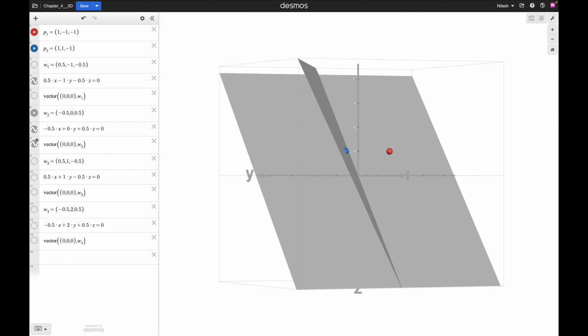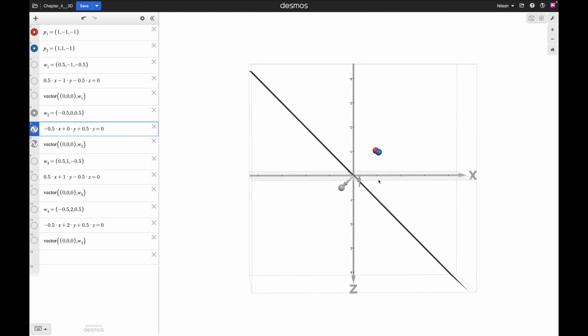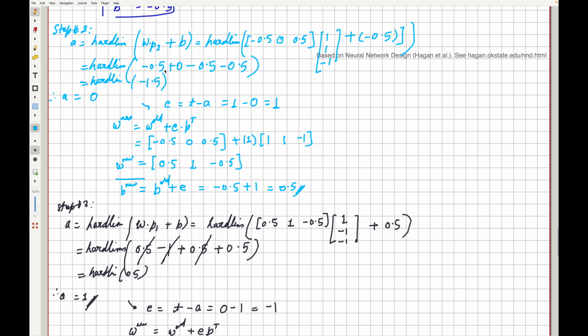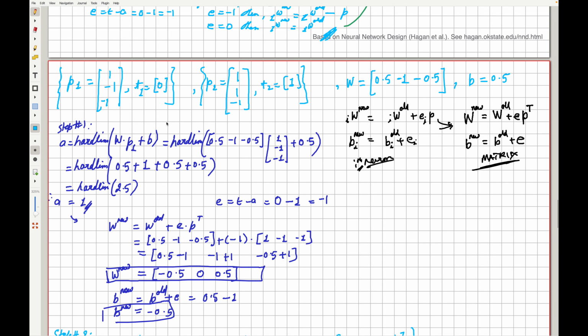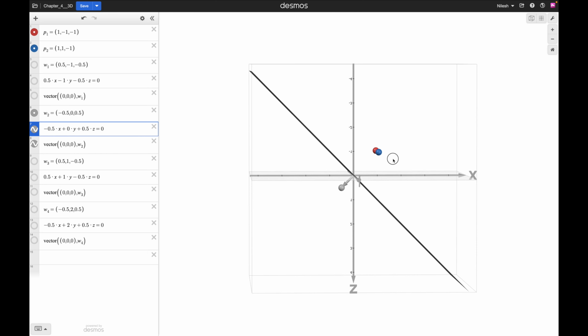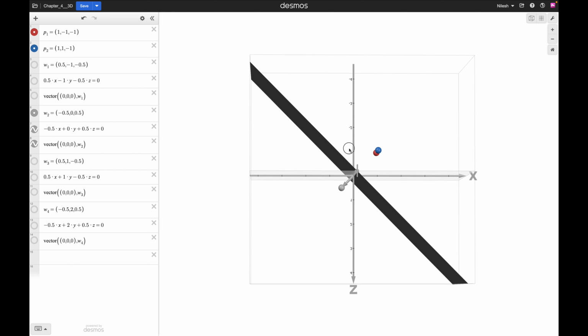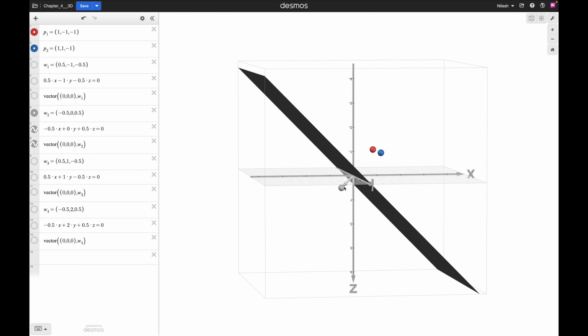Now the plane shifts to here, and in this case, what we concluded was that P2 was classified as class 0, where in fact P2 is class 1. So P2 in this case is the blue dot, which is classified as 0 because it's on the other side of the weight vector, and that does make sense.